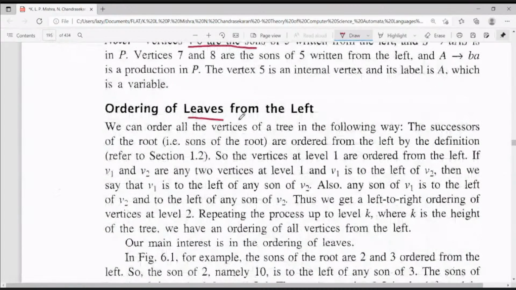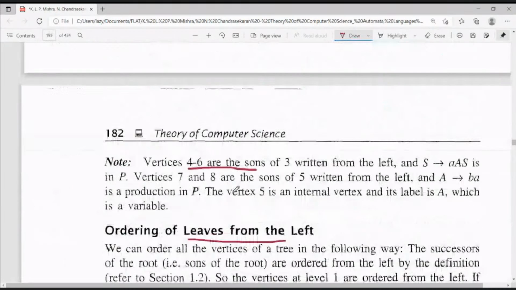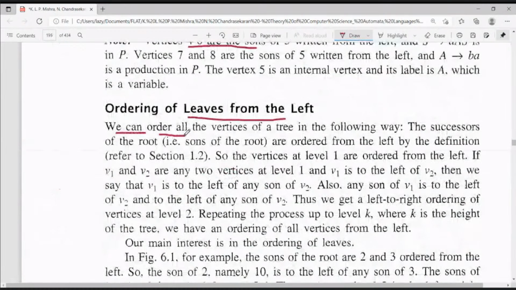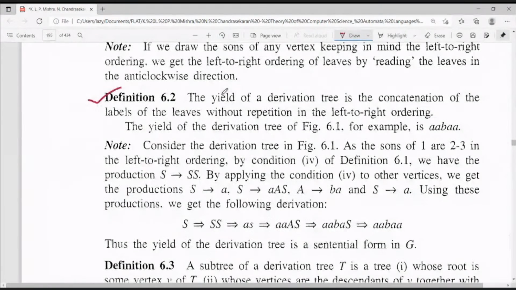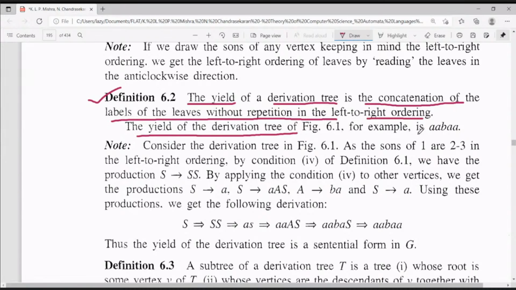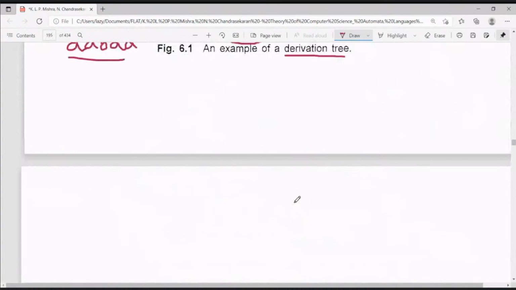So, ordering of leaves from the left. We have to always consider from left to right. We can order all the vertices of a tree in the following way. The important thing is the yield that I was talking about. The yield of a derivation tree is the concatenation of the labels of the leaves, without repetition, in the left to right ordering. And the yield of this derivation tree is AABA.